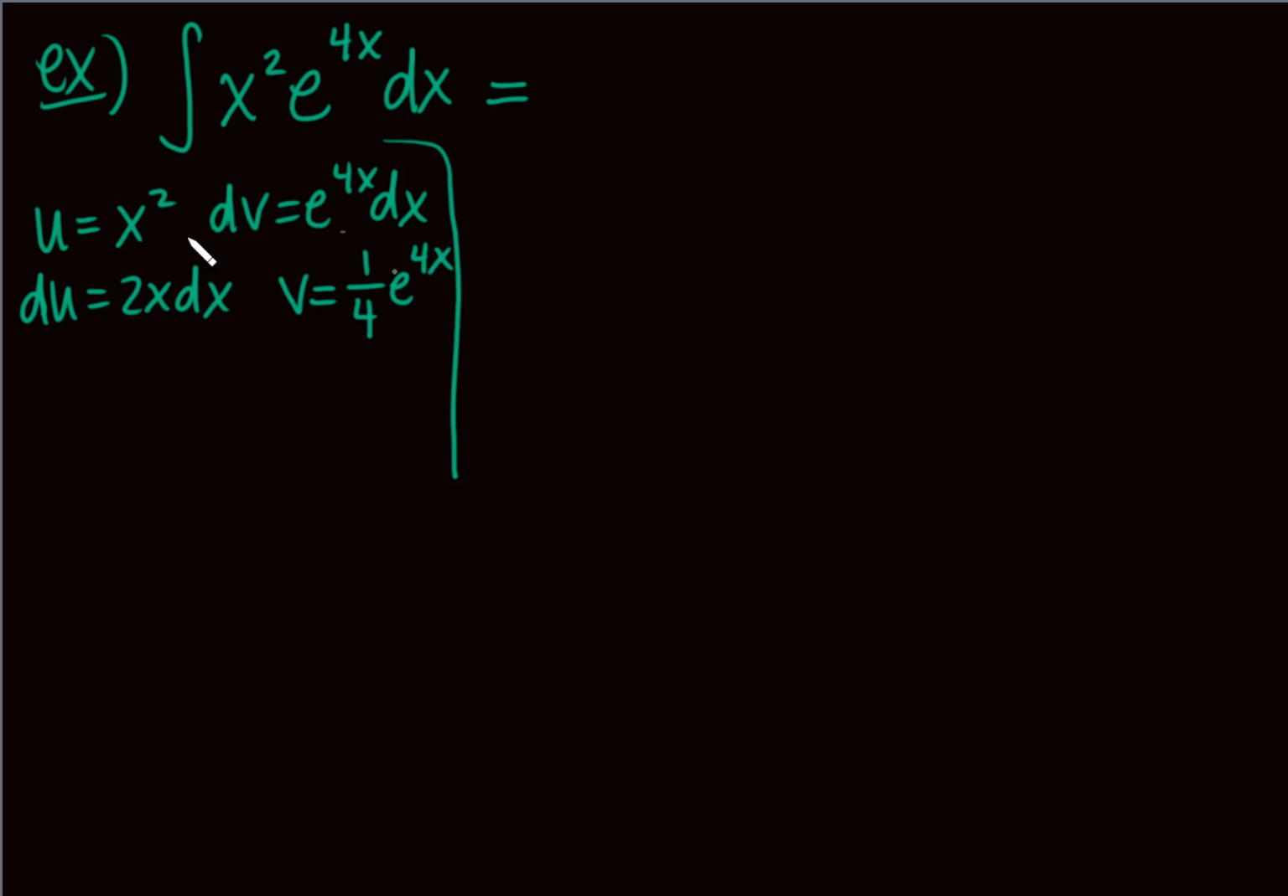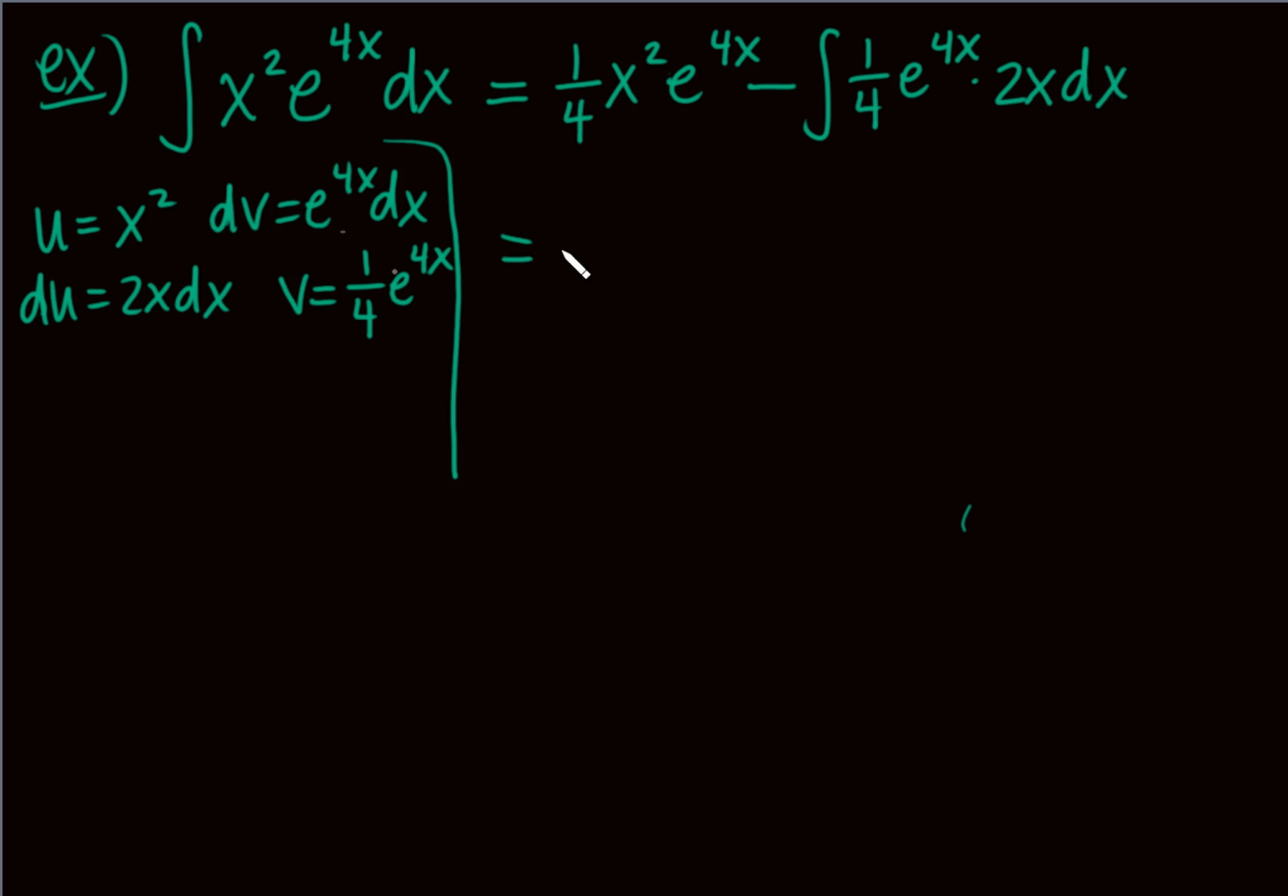All right, so I'm going to take u times v. I'm going to put the 1/4 first because by now you know I have issues. So I need to have that 1/4 first, and then the x squared. Anyway, you're all right with it, right? Okay, good. Minus, now I do the integral of v, which is 1/4 e to the 4x, times du. du is 2x dx.